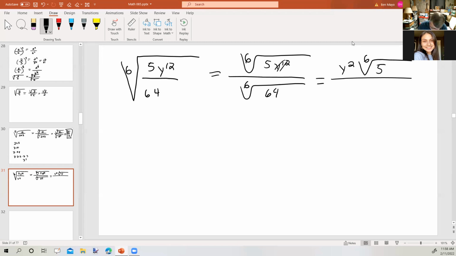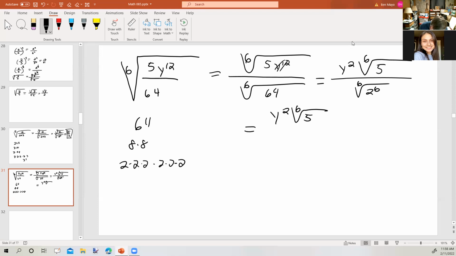Okay. Now 64 is 8 times 8, which is 2 times 2 times 2 times 2 times 2 times 2. So that would be the sixth root of 2 to the 6th. And the sixth root of 2 to the 6th is 2. Final answer, y squared times the sixth root of 5, all divided by 2. Any questions there?